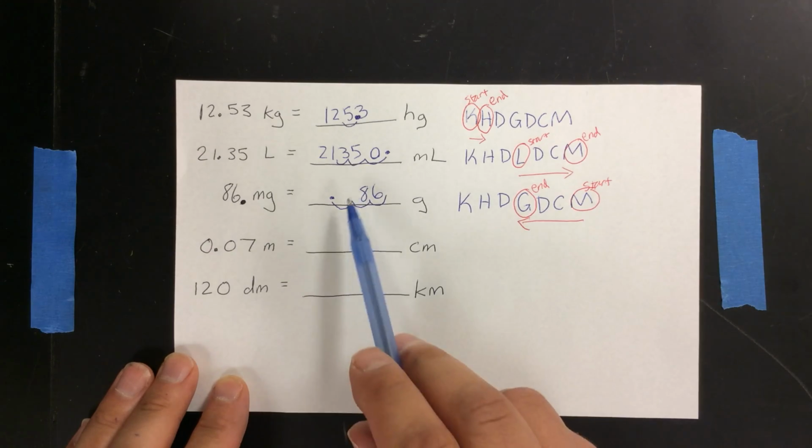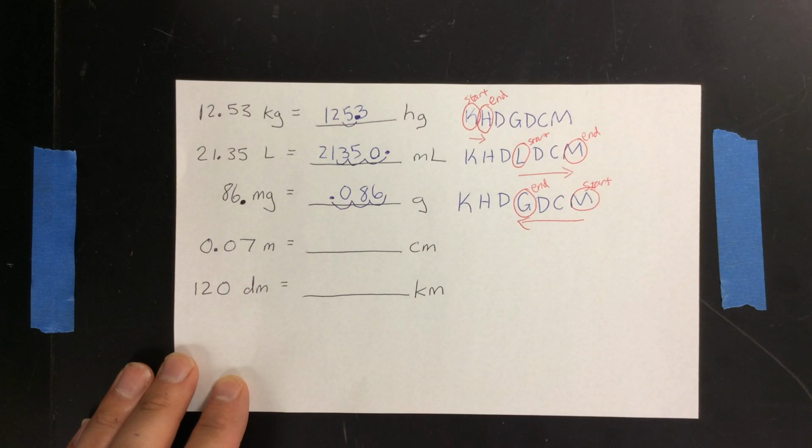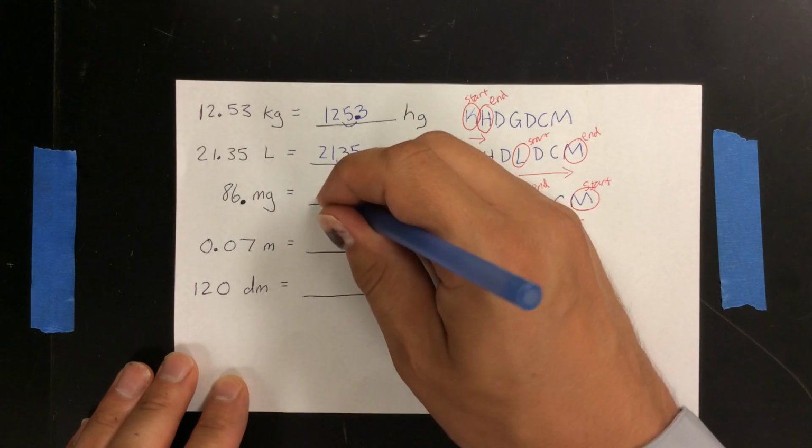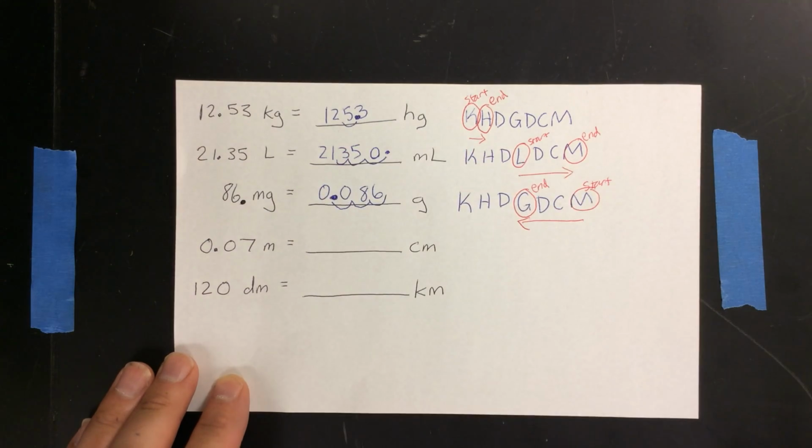Once again, you'll notice we leave a gap here, so we need to fill that in. So that's 0.086. Now this is optional, but I like to put another 0 in front of that decimal point just to make sure nobody misses it.